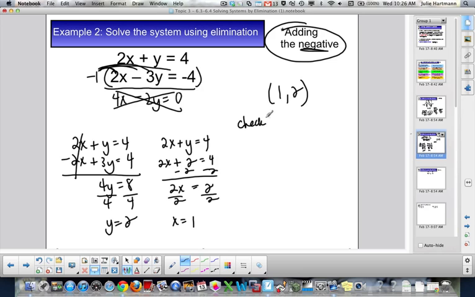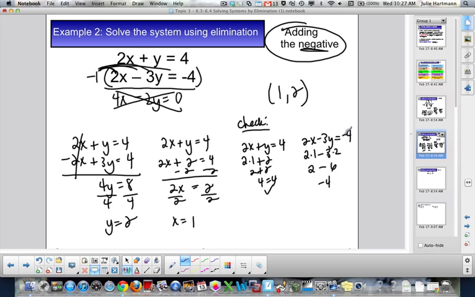Go ahead and check that. Write your equations, and write your original, not what you multiplied by. So here, 2 times 1 plus 2. 2 times 1 is 2, plus 2 is 4, so that checks. In the second equation, 2 times 1 minus 3 times 2. 2 times 1 is 2, 3 times 2 is 6, 2 minus 6 is negative 4, and yes, that equals the negative 4, so it checks. So there's one where you can add, one where you have to multiply by negative 1 and then add.